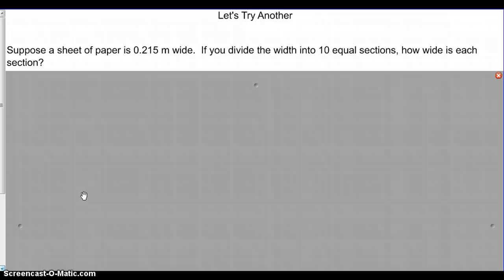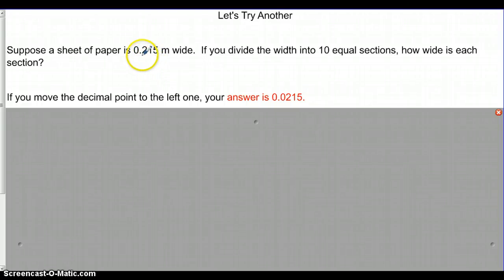Let's try another. Suppose a sheet of paper is 215 thousandths meters wide. If you divide the width into 10 equal sections, how wide is each section? Well, if you move the decimal over 1 to the left, you will have 215 10,000ths, which is your answer.